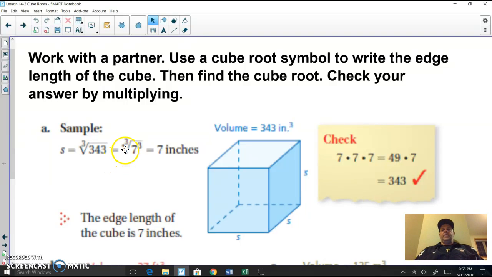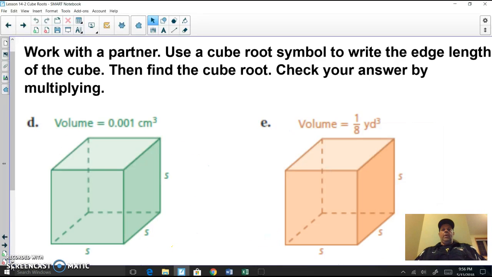You can also write this as the cube root of 7 to the 3rd. So our answer is 7. 7 times 7 times 7 equals 49 times 7, which equals 343. So the edge length of this cube is 7 inches. Please take 1 minute to try to solve examples D and E. Pause the video while the students attempt to work in their groups.